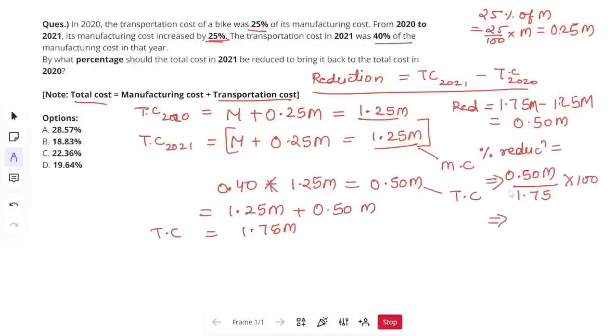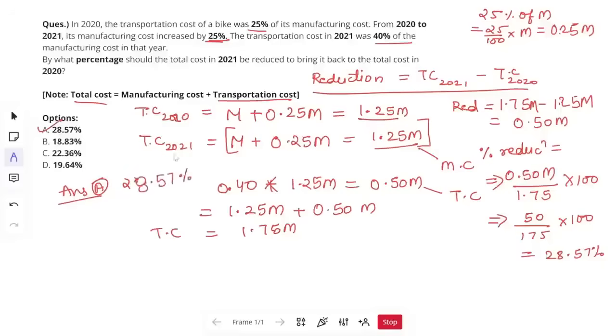So you can solve it further. It is going to be 50 upon 175 into 100, and then finally you are going to get 28.57% as the answer of this question. The correct answer is going to be option number A, which is 28.57%. Hope you have understood it.